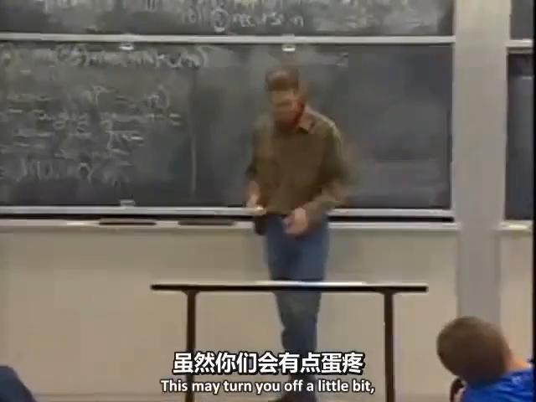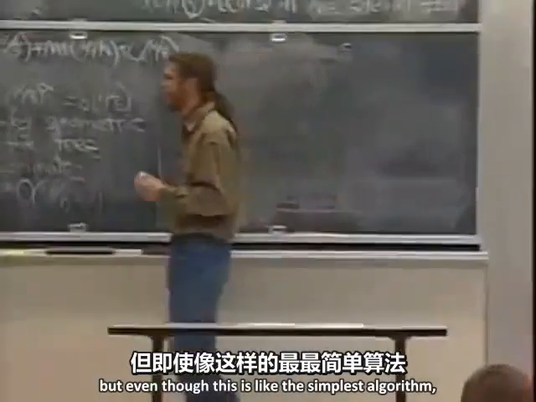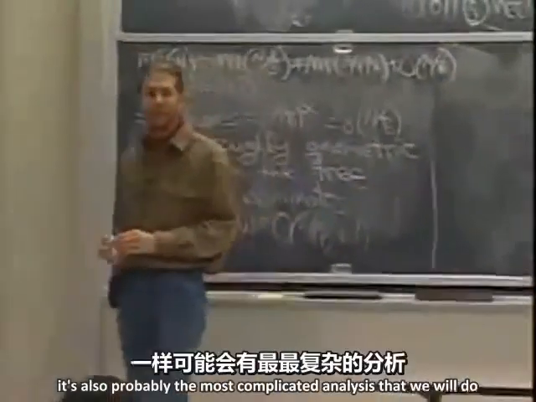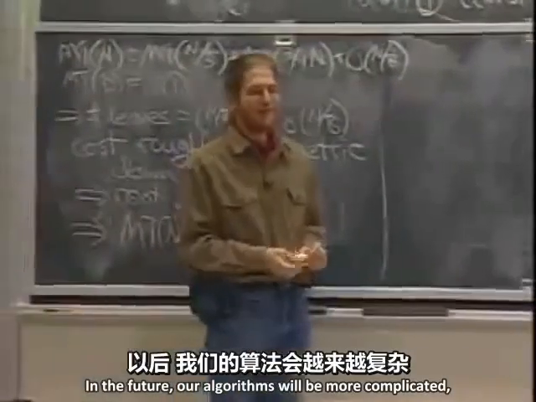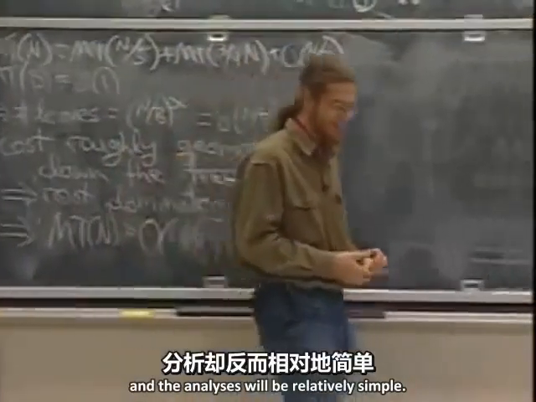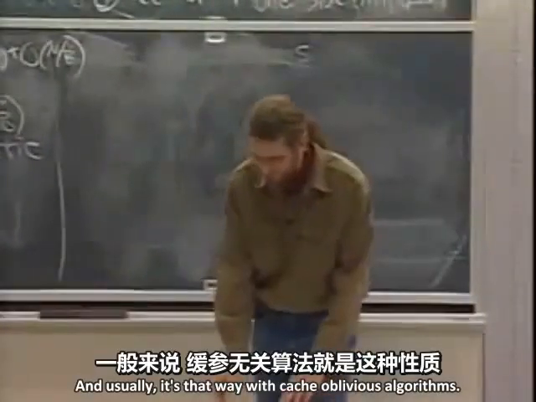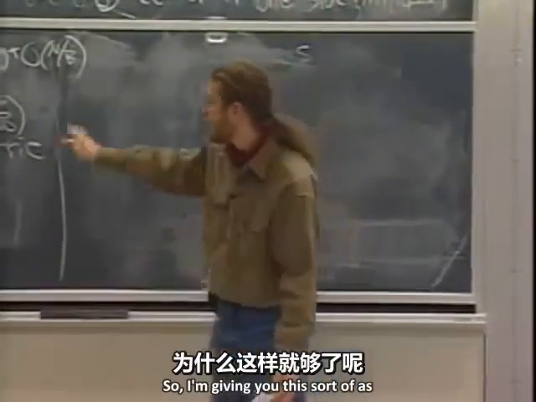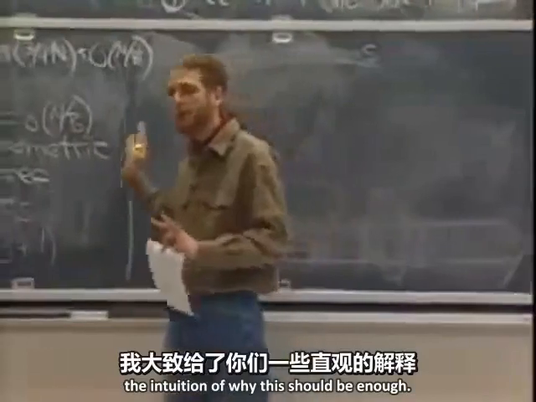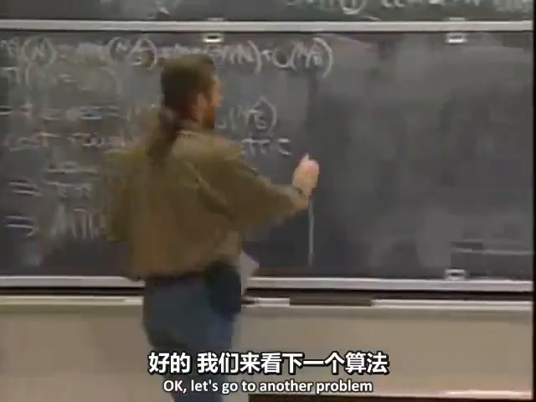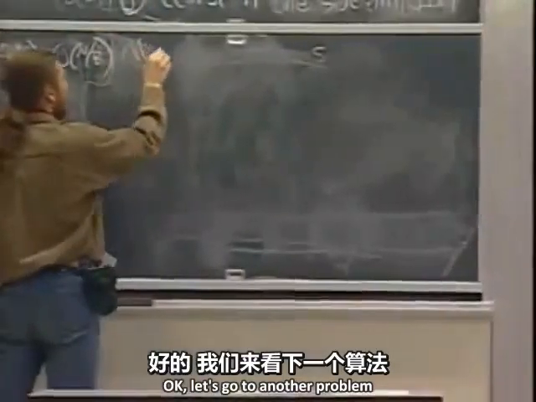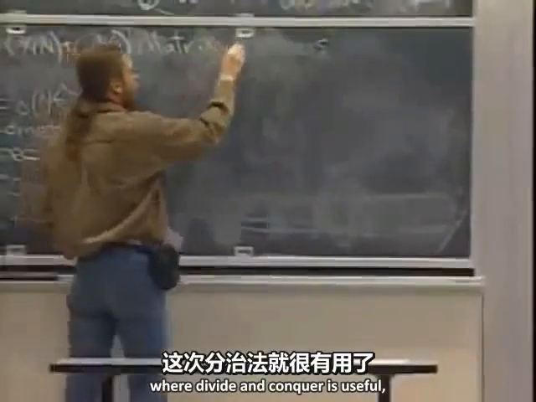This may turn you off a little bit, but even though this is the simplest algorithm, it's also probably the most complicated analysis that we will do. In the future, our algorithms will be more complicated and the analyses will be relatively simple. And usually it's that way with cache oblivious algorithms. So I'm giving you this as the intuition why this should be enough. Then you have to prove it. Okay? Let's go to another problem where divide and conquer is useful.